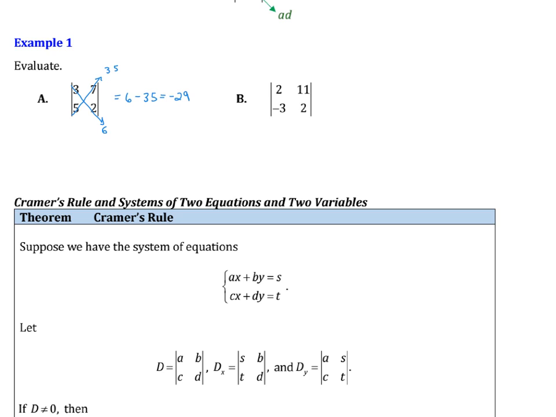In part B, again, we do the same thing. Down minus up. So we have 4 minus negative 33 is going to be positive 37.